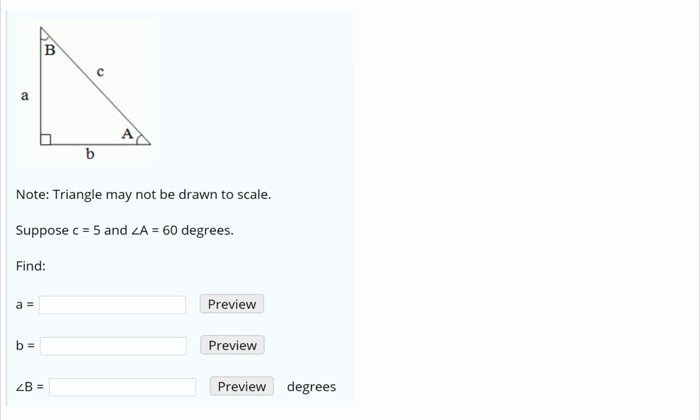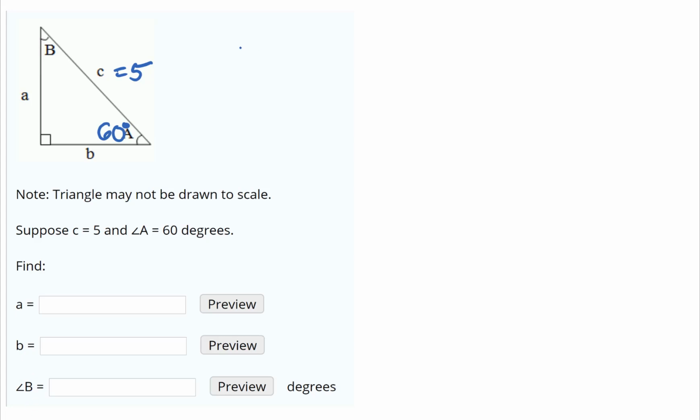So here we have a right triangle, and it tells us that C equals 5, so let's go ahead and label that. And angle A is 60 degrees, so angle A is right here, 60 degrees. Okay, we want to find side A, side B, and angle B.